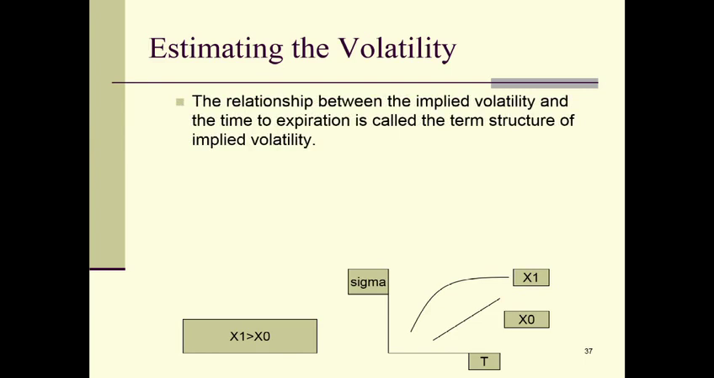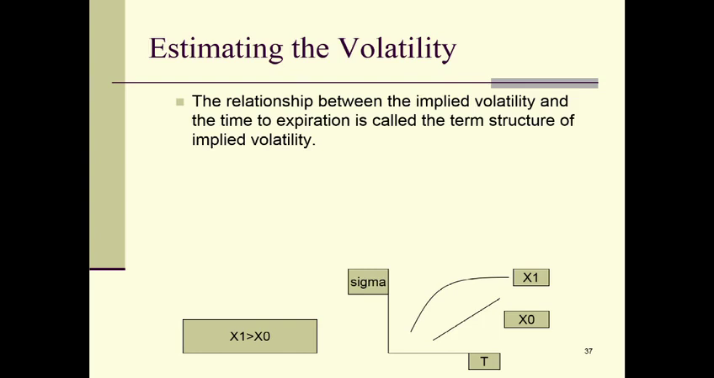So why is it important to understand historical and implied volatility? Well, because for one thing, you can work out whether or not there's an arbitrage opportunity, right? Now, there are other phenomena in the market that will be easier to understand if you understand implied volatility. The first one that we're going to look at is called the term structure of implied volatility.